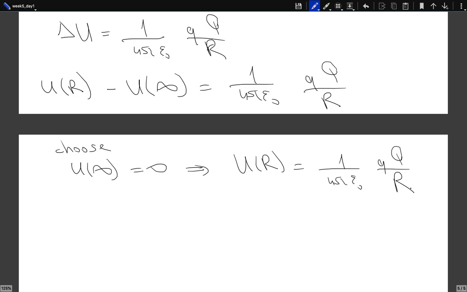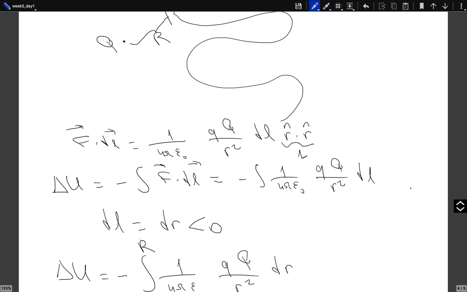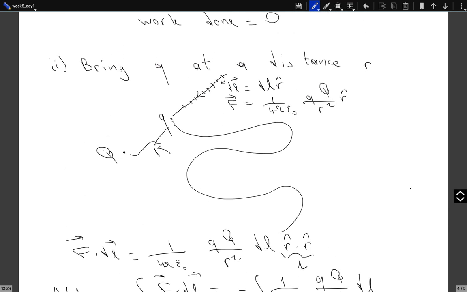Yes, question. Well, it depends on how you define dr. Do you define it to be a positive number or a negative number? It's up to you. But the only thing you have to pay attention to is that you have to be consistent. What we had done is I define my displacement vector as I go from this point to this point as dl in the r hat direction. So in this definition, I already set this number to be negative. This is a negative number.